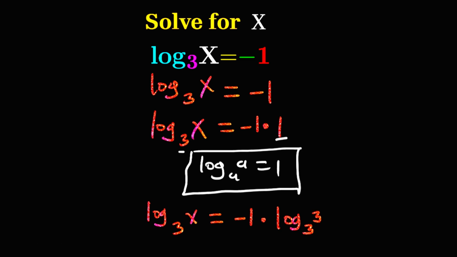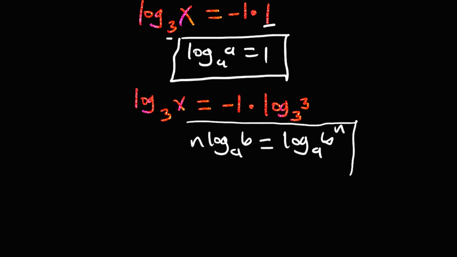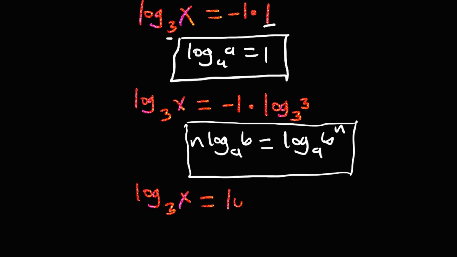Then from here we can apply the third law of logarithms, that is, if you have n log to base a of b, that is the same as having log to base a of b to power n. So we can apply this to write the right hand side of our equation, so that we have log to base 3 of x equals log to base 3 of 3 raised to power -1.